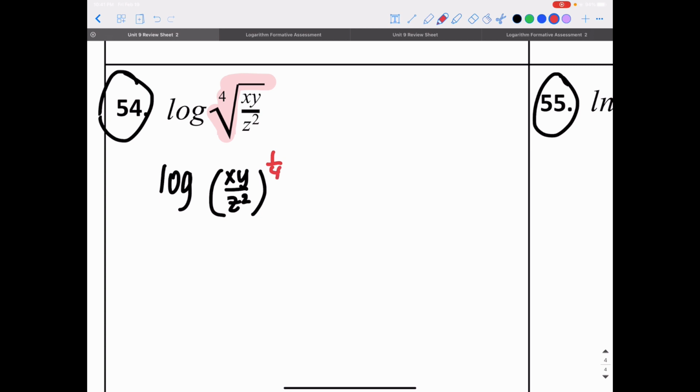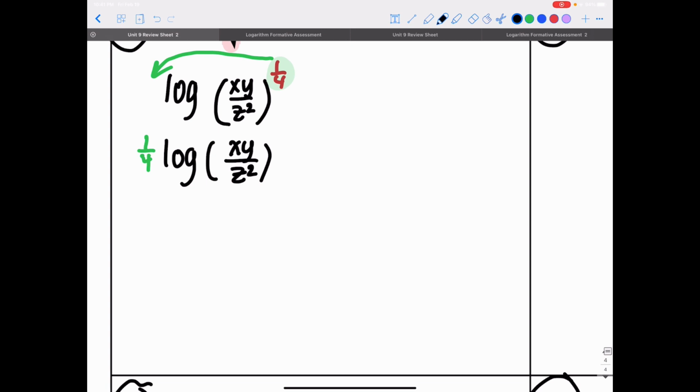1/4 power. From there, no exponents are allowed in expanded form, so I need to take that exponent and I need to move it to be a coefficient instead. So I'm going to have 1/4 times log of xy divided by z squared.